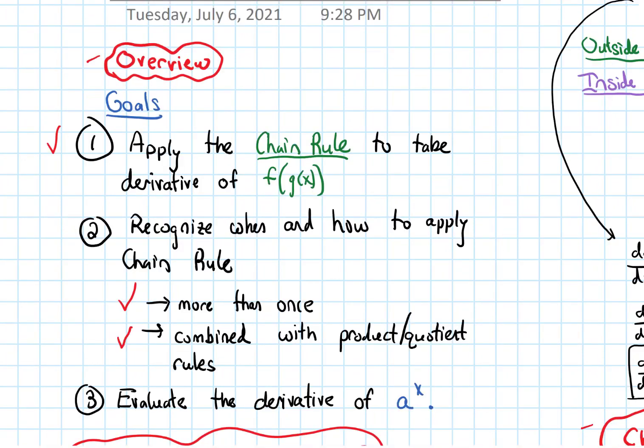So in terms of our goals, we finished the last goal for this section, talking about how we evaluate the derivative of a to the x, where a is an arbitrary real number.